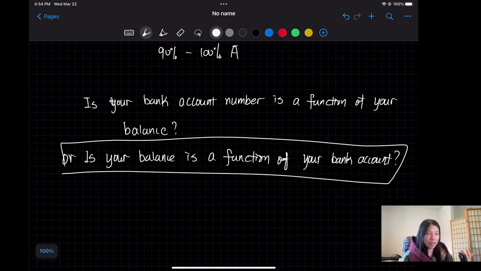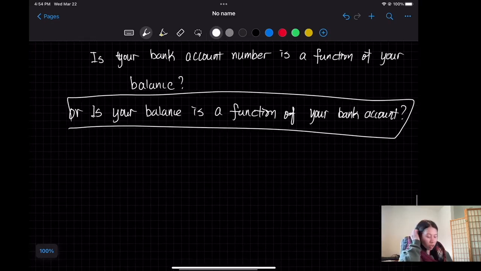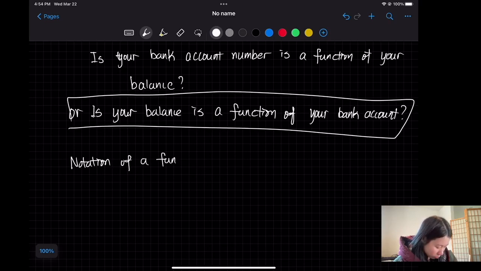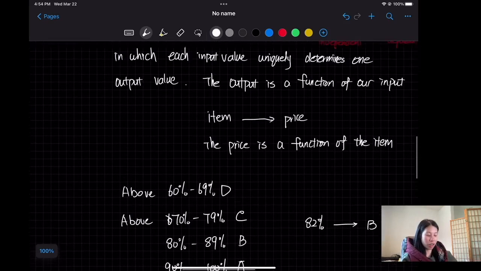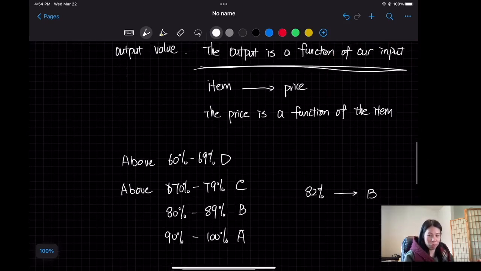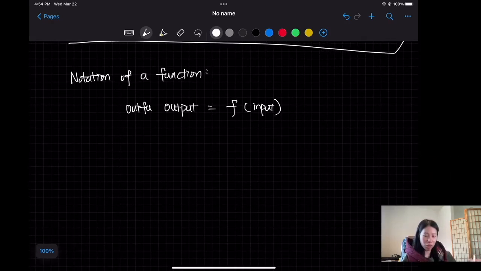Okay, now the last topic is the notation of a function. We will write it as the output equals the function of the input. That means we read it as the output is a function of the input, like what we did earlier when defining a function. We've seen this a lot. So usually what will be the output? Y, we use Y as an output, right?